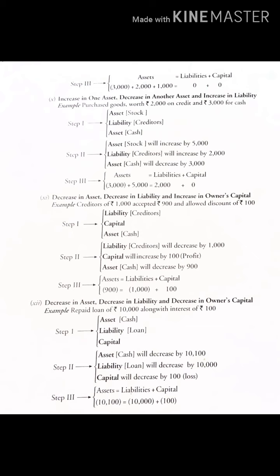Let's take the example. Purchase goods worth rupees 2,000 on credit and 3,000 for cash. Now what are the things being affected? First, stock. Why? Because we are purchasing. So no doubt I am receiving goods. Stock will increase. Now there was a credit purchase also. Whenever there is a credit purchase, that means creditors are increasing. Okay. When it is credit sales, debtors increase. When it is credit purchase, creditors increase. Do remember that. Okay. Now we have also made a purchase in cash. So again cash will be affected.